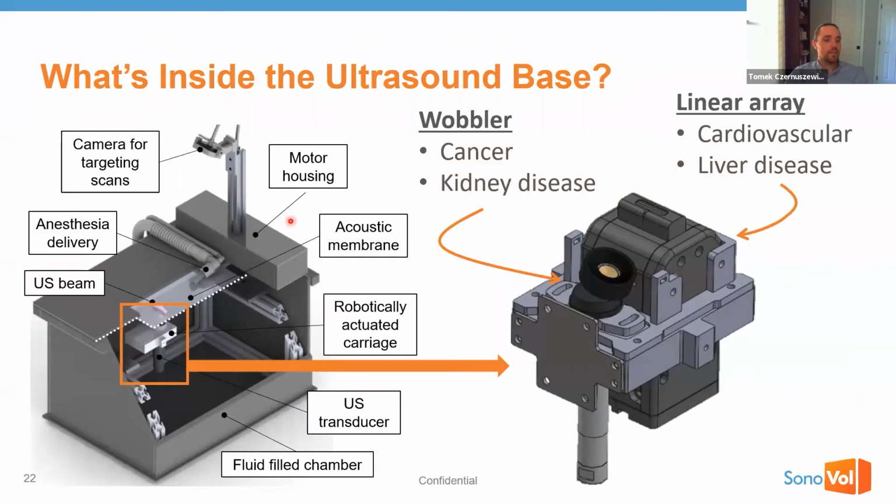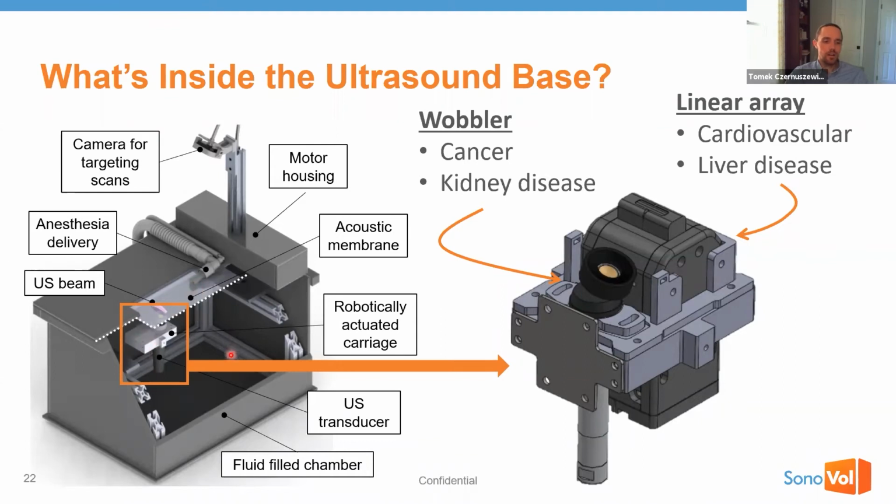What's inside the box? We essentially have a robotically actuated carriage that holds one or more transducers. To date, we've integrated two different transducers that have different application areas. We have a wobbler transducer that's higher frequency, which is nice for superficial cancers and kidney disease. And then we have a linear array that can look deeper into tissue and evaluate cardiovascular pathologies, as well as liver disease, which is what we'll be talking about today.